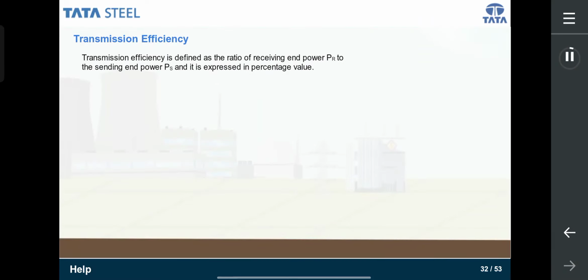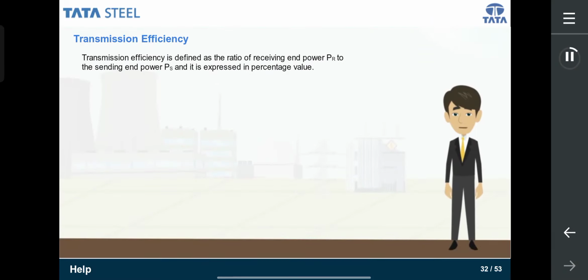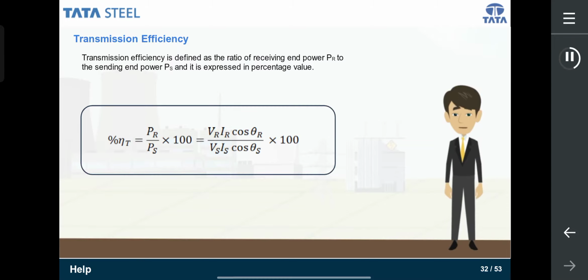Transmission efficiency is defined as the ratio of receiving end power PR to the sending end power PS, and it is expressed in percentage value. It is given by the formula, where cos theta S is the sending end power factor, cos theta R is the receiving end power factor, Vs is the sending end voltage per phase, and Vr is the receiving end voltage per phase.